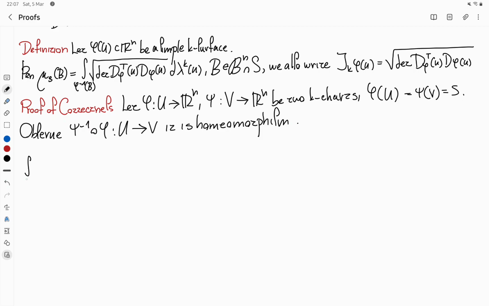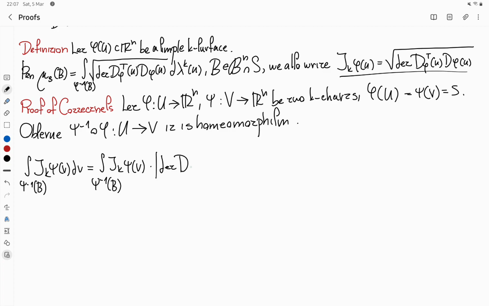Now, if we take the integral over the pre-image of B under psi of jk, that's our shorthand up here, psi of v with respect to v, using the substitution theorem from measure theory, we obtain that this is the integral over the pre-image of B under phi. We are just copying it. Copy the integrand so far, but times the absolute value of the determinant of the Jacobian of psi inverse after phi with respect to u.